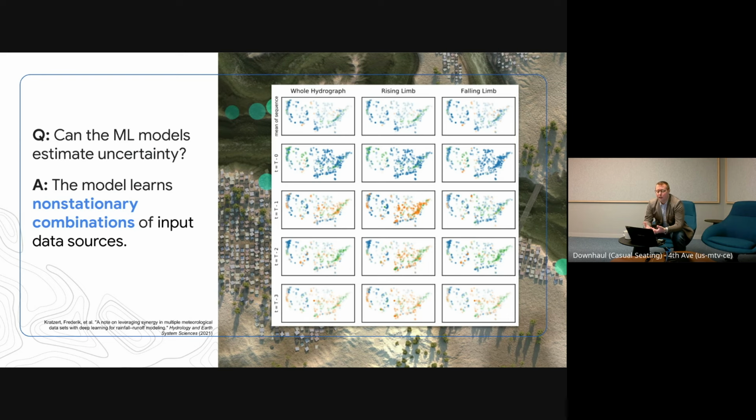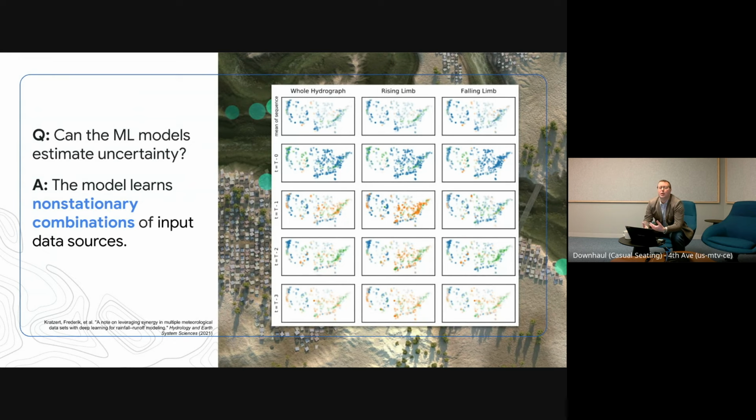But there's a second level of explainability that people sometimes think about, especially when we're using machine learning to model physical systems. That level of explainability limits to, can we learn new physical laws from machine learning models? And we're not doing that here. So we're not learning new physics. We've never been able to extract new hydrological knowledge from these models.